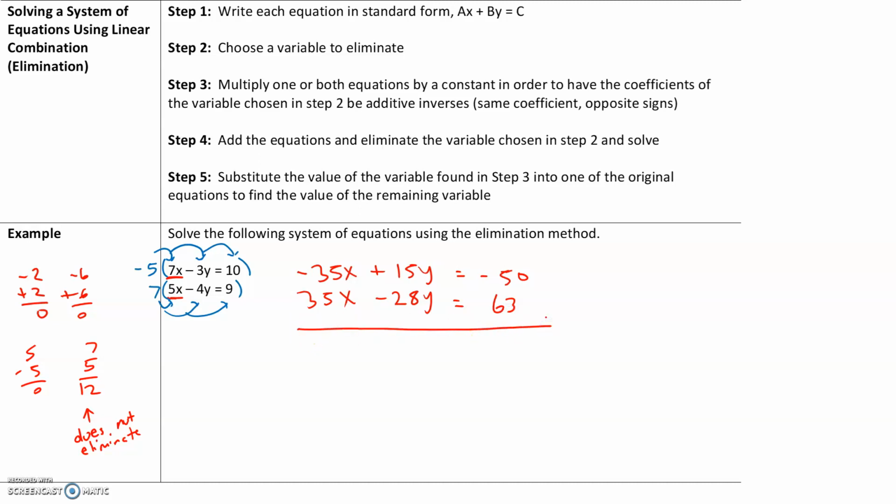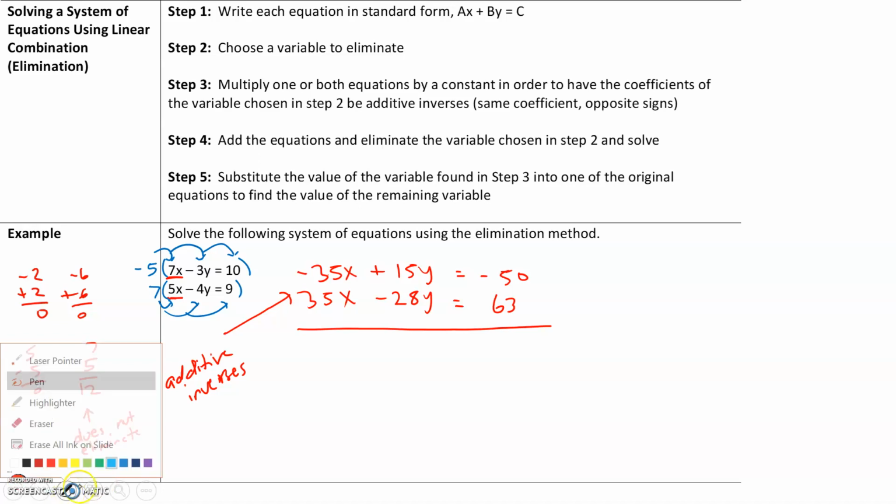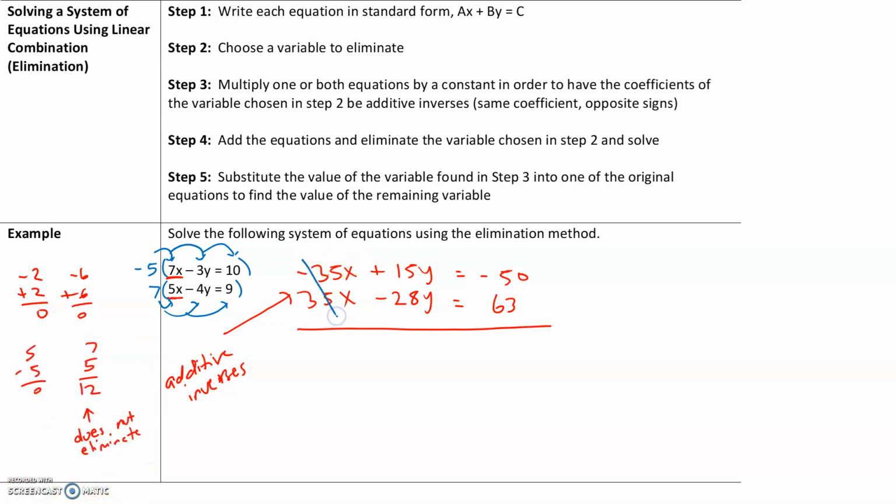What I did by using that is I created additive inverses, which means I got the same number, but I have opposite signs. So now the negative 35x and the positive 35x are additive inverses, which means they're going to add to be 0. Now I can just go through and add these. So I have a negative 35 and a positive 35, that's 0. I got 15 minus 28y, that is a 13y. And then I have 50 minus negative 50 plus 63, which is a positive 13.